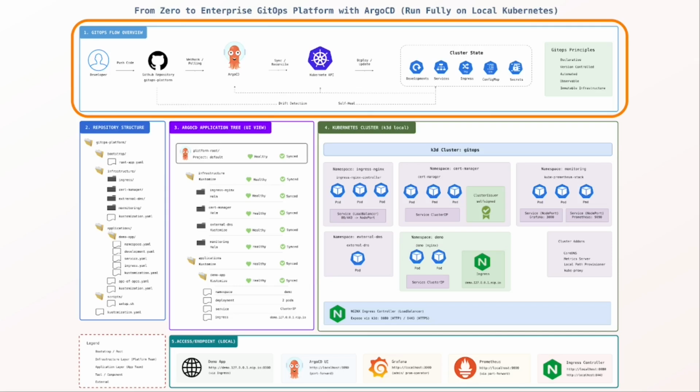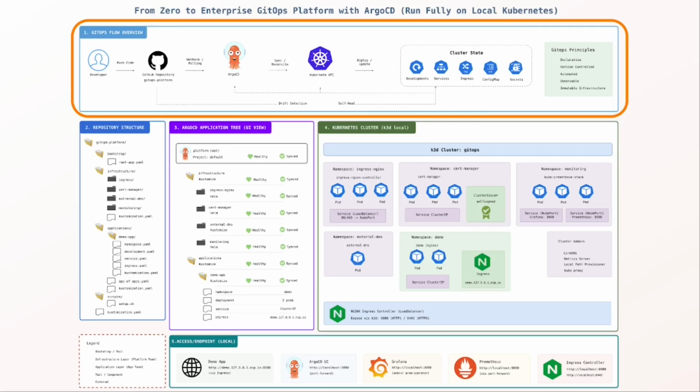The platform root application acts as the main entry point and deploys core infrastructure components such as Ingress NGINX, Cert Manager, External DNS, Prometheus, and Grafana. After the infrastructure is ready, applications like the demo app are deployed through Kubernetes manifests managed by Kustomize.